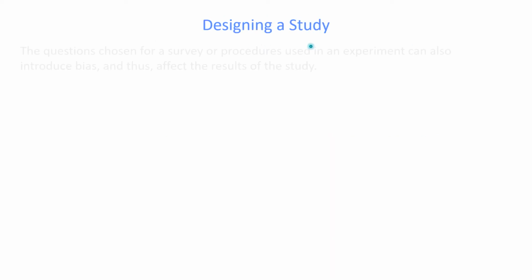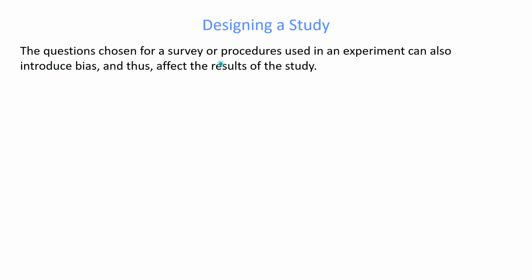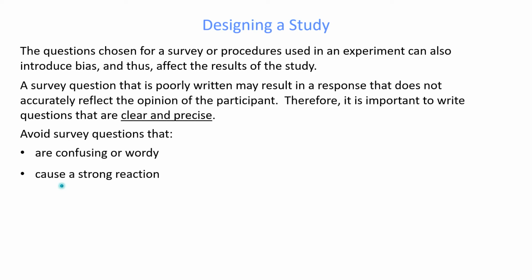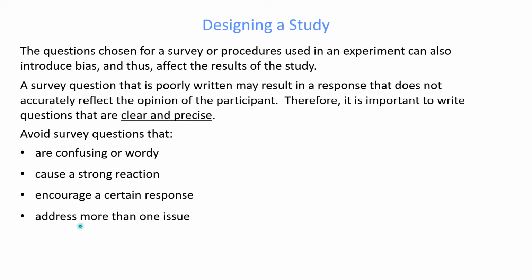Now, when designing a study, the questions chosen for a survey or procedures used in an experiment can also introduce bias and thus affect the results of the study. So a survey question that is poorly written may result in a response that does not accurately reflect the opinion of the participant. Therefore, it is important to write questions that are clear and precise. So we want to avoid survey questions that are confusing or wordy, cause a strong reaction, encourage a certain response, or address more than one issue.